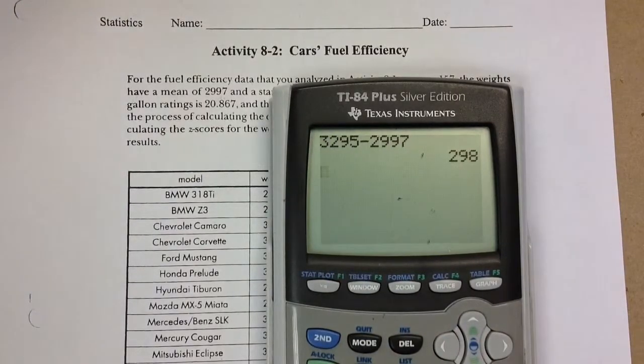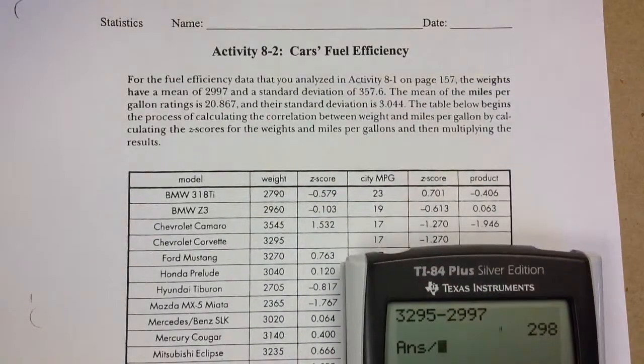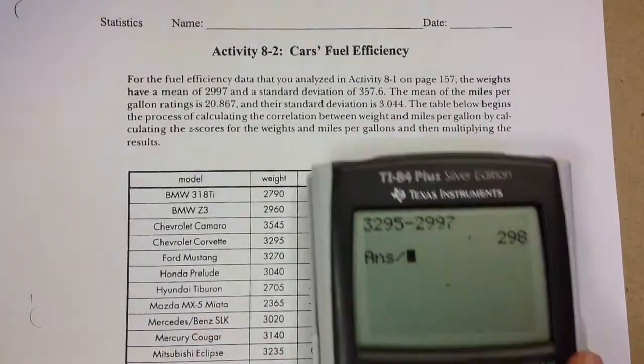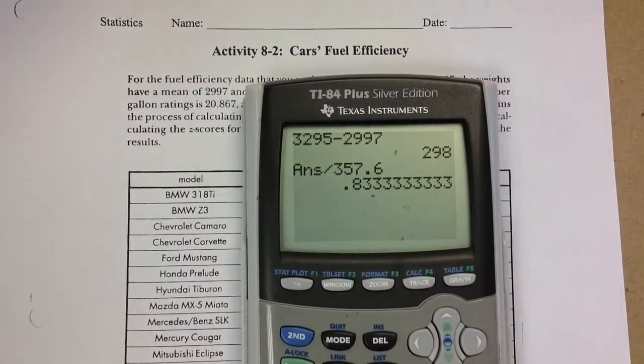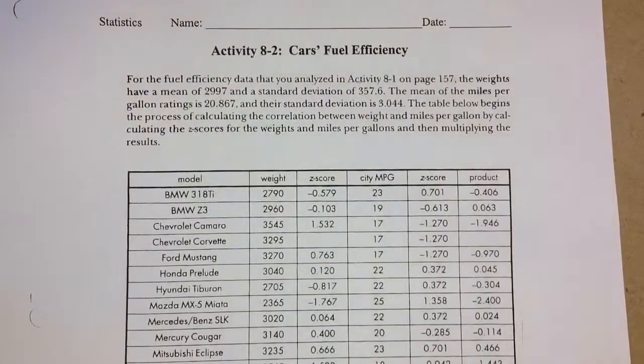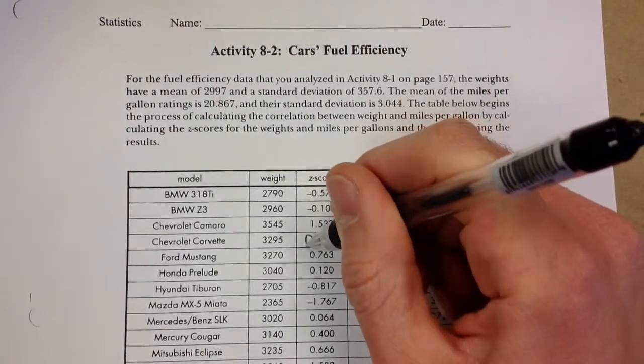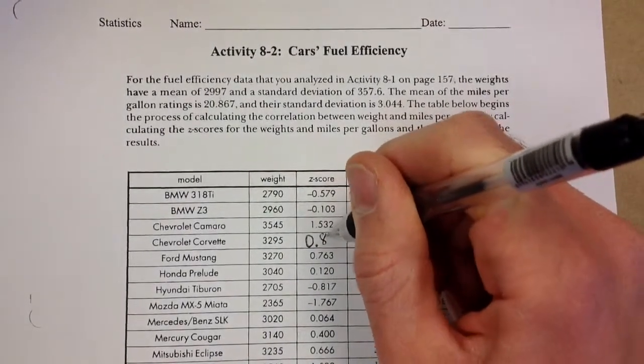I want to know how extraordinary that is. So I divide by the standard deviation of 357.6 pounds. Gives me a better understanding. The Vette is not unusually heavy. It's only 0.83 standard deviations above the mean in terms of its weight. But it is heavier than average. So that's our blank here, 0.833.